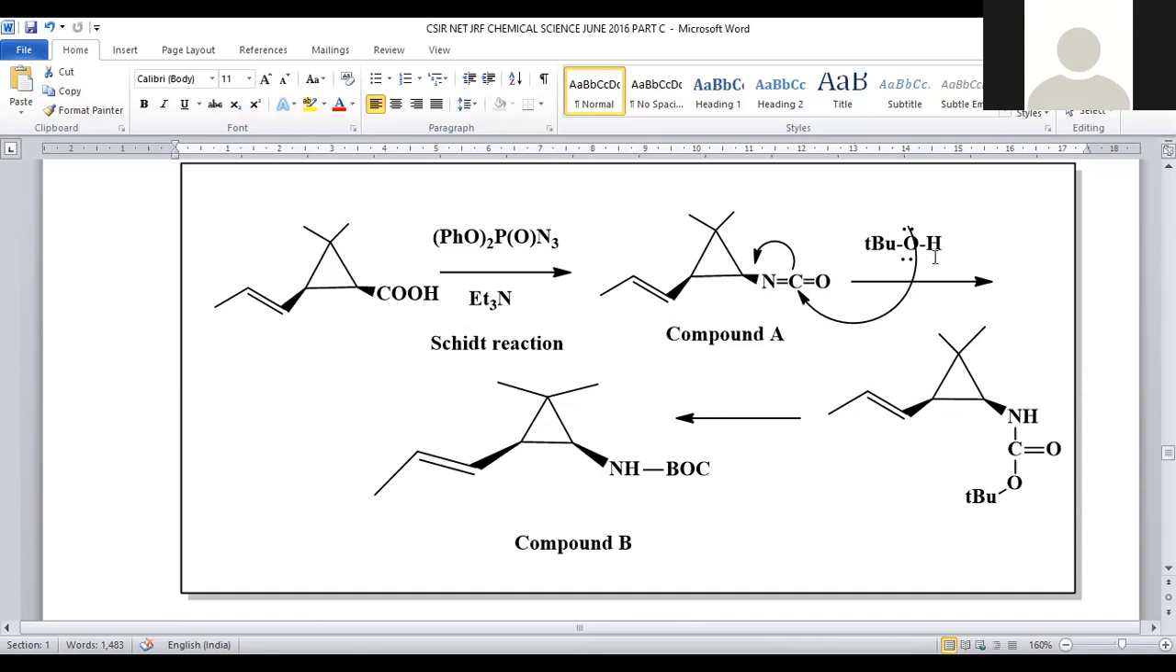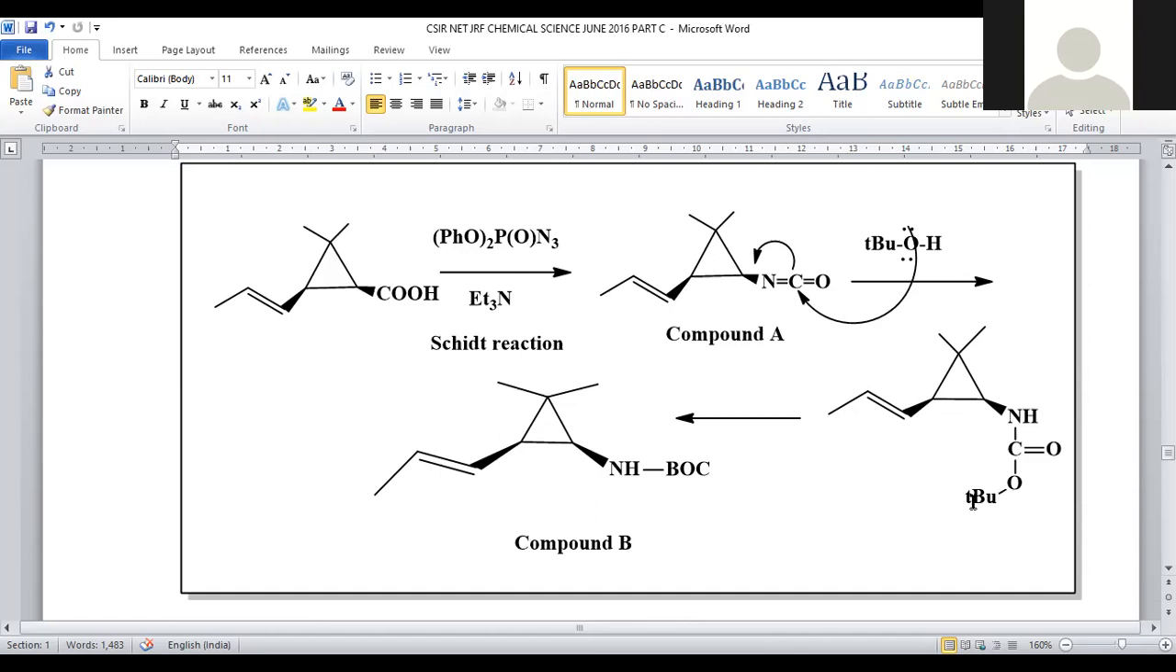Now it is treated with tertiary butanol. When tertiary butanol is treated with this isocyanate moiety, what will it do? Here the double bond is shifted, and the carbon becomes electron deficient. Oxygen is attached with two lone pairs of electrons. This lone pair of electrons will bind with the carbon, so that a carbon-oxygen bond will originate. Now we got the ester form.